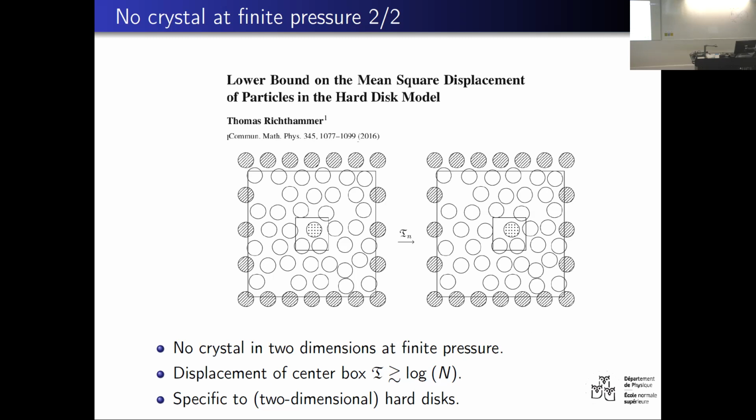So this is specific to two-dimensional hard disks. In 3 dimensions, this is not possible. In 3 dimensions, you can move this central box only by a finite amount. You cannot move it by logarithm of n. And the reason why in 3 dimensions you cannot move it is what makes the three-dimensional diamond have luster and be beautiful. Otherwise, you wouldn't see any bright diffraction.